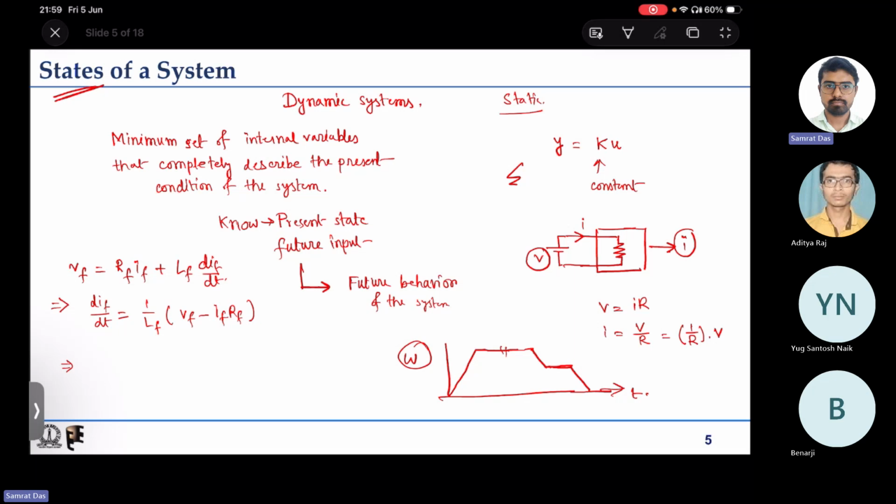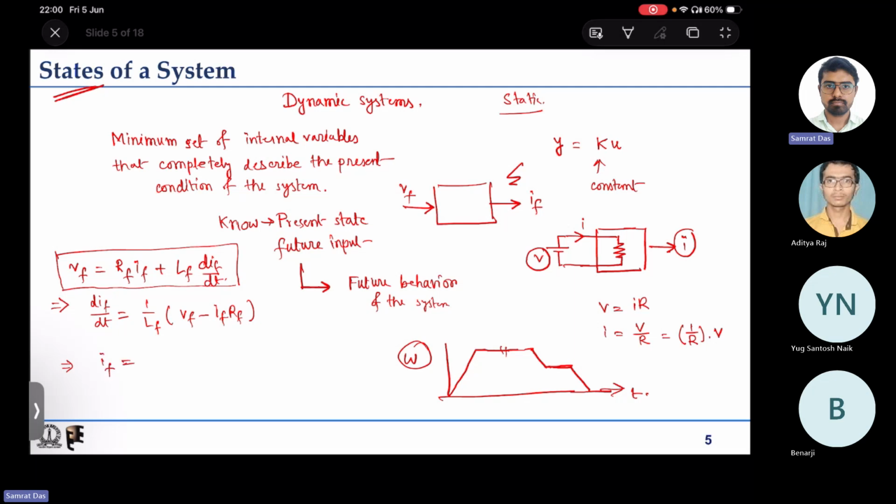I'll continue. This is a system. Just bear with me. This is a system where we are applying some input. The output is if, and we are modeling that system with this differential equation. So this is the mathematical model of our system. And if we know our system well, we'll understand what is the state of this system.